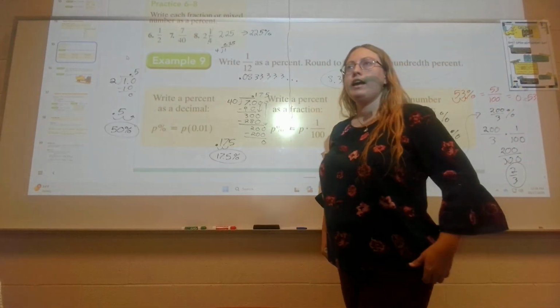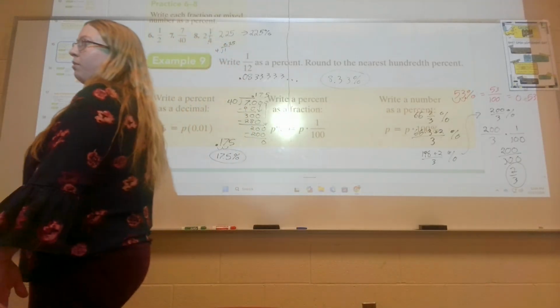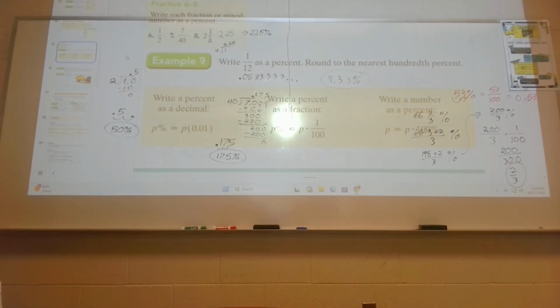This is 8.33%. If I'm putting it as a percent, can I just ignore the percent sign and just write 8.33? No. No, you have to write the percent sign. I'm going to be stingy about that. You need a percent sign.